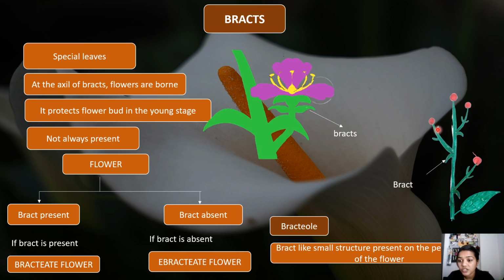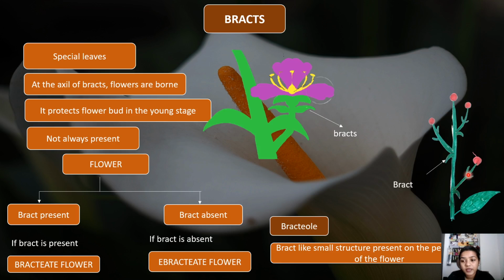pedicel के ऊपर जब bract present है और वो बहुत छोटे होते हैं bract की comparison में, तो इसको bracteole बोलते हैं, right? So whenever the bract is present on the pedicel or stalk of the flower, then we call it a bracteole. These are usually smaller in size than bract, right? And bract is the one from the axil of which the flower starts growing. So we need to understand this very small difference, right? So this is bract and these are bracteole.